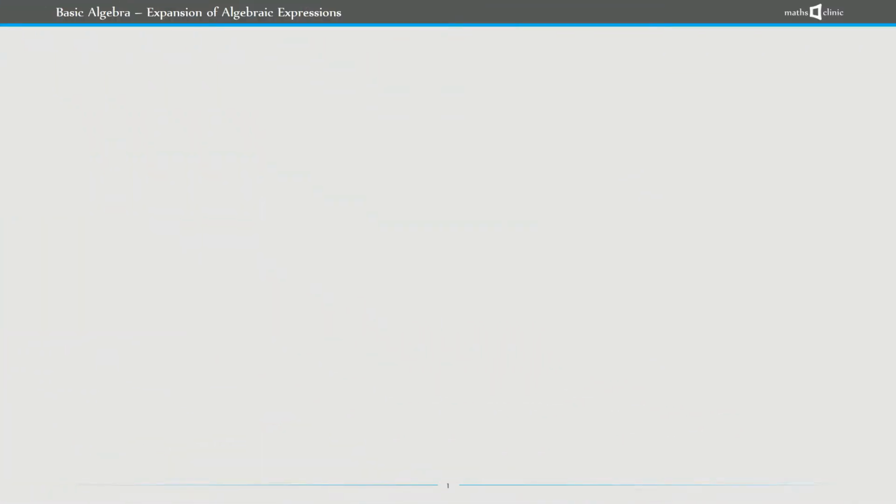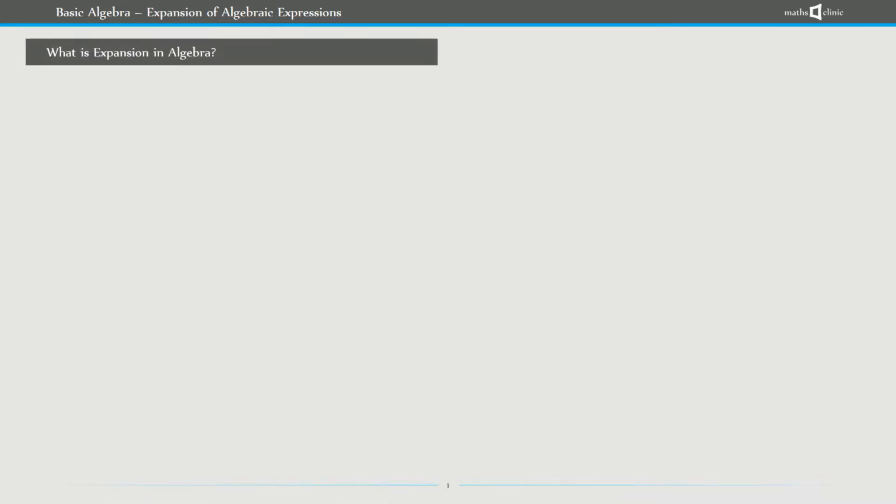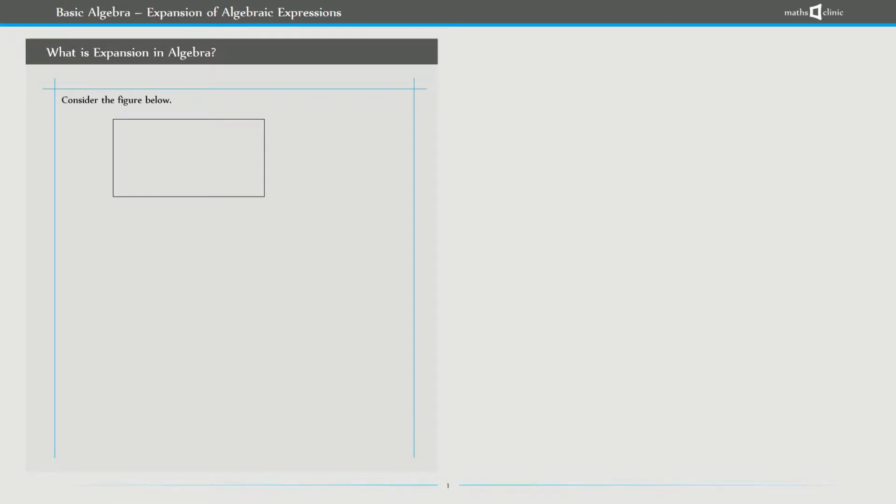So, expansion of algebraic expressions. What is expansion? Basically, we're doing algebra, so what is expansion in algebra? Here's something to consider. Consider the figure below. I have this rectangle, and I'm going to split this rectangle like this.